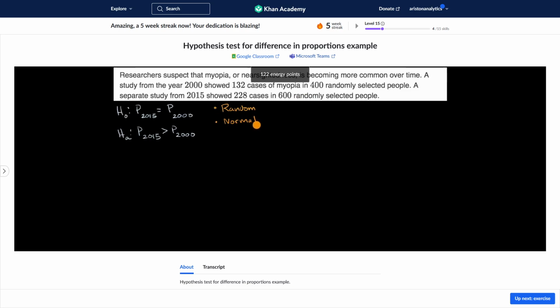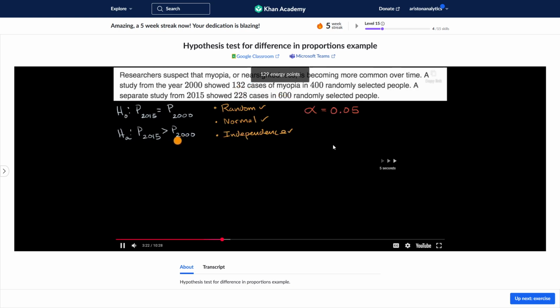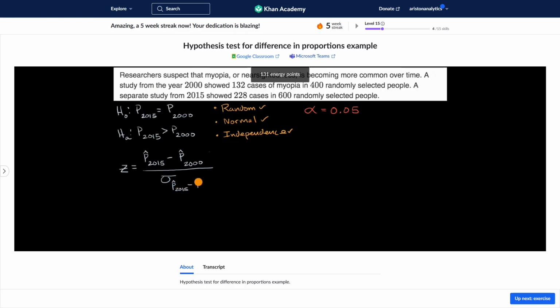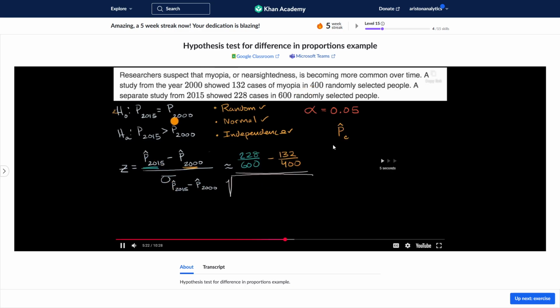And to meet your normal condition, your number of successes and failures in both samples, 2015 and 2000, are significant. So the sampling distribution of the difference between the sample proportions in 2015 and 2000 is going to be approximately normal. We can calculate the numerator exactly, but this denominator we are going to estimate. So we use the combined proportion in the expression when we're trying to estimate the standard deviation of this sampling distribution.